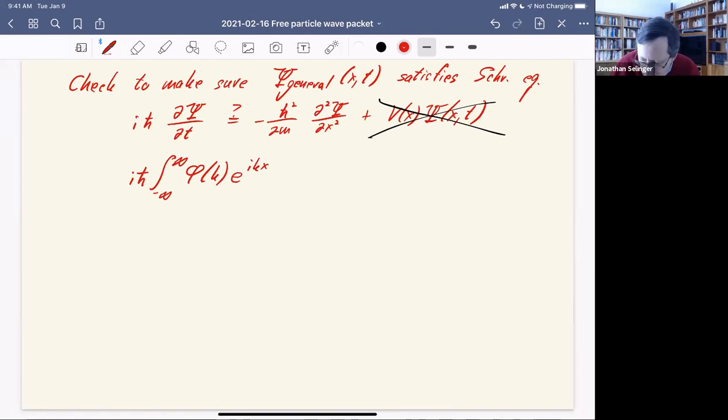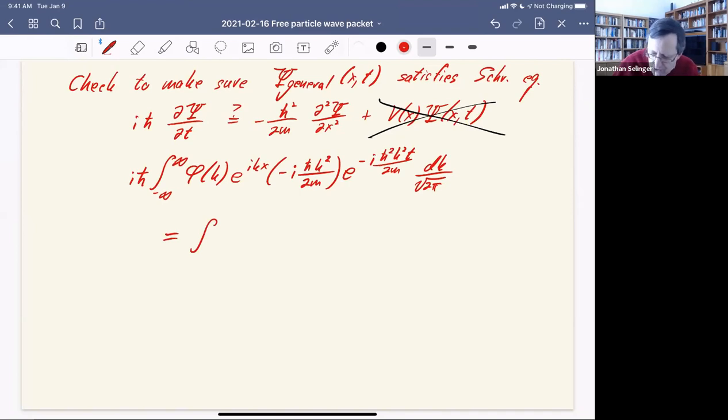That does have a derivative with respect to time, right? We bring down negative i h bar k squared over 2m times this e to the negative i h bar k squared t over 2m, dk over root 2 pi. Okay, so now we want to check, is this equal to what goes on the right side of Schrodinger's equation?